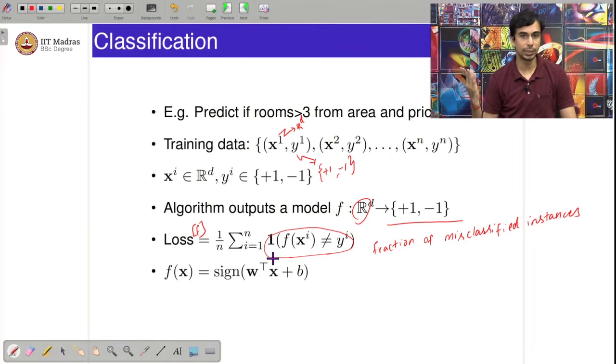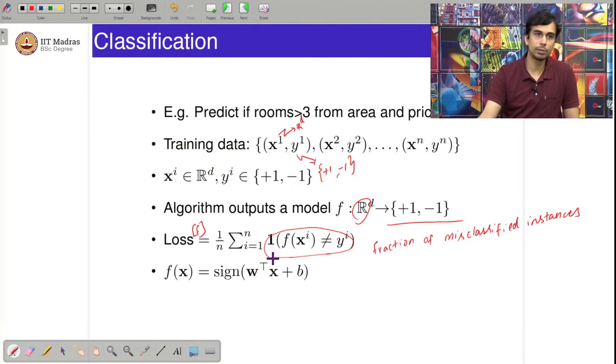So, f of xi is equal to yi means that you have made the right prediction, the f has made the right prediction and it has no loss. So, you add up all the losses and divide by the number of training points. So, this essentially corresponds to the fraction of instances that are classified wrongly, right. So, that is the fraction of misclassified instances.